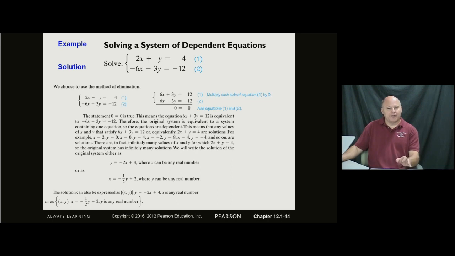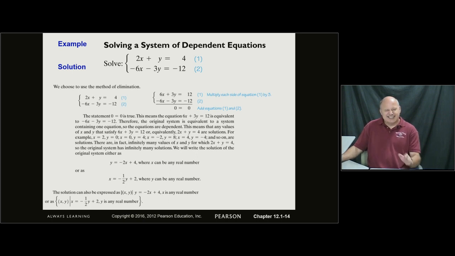That ordered pair would lie on the line. So yes, there are infinitely many solutions, but they are the solutions that are on the line itself. That's what we call set builder notation. So it's the ordered pairs x, y.